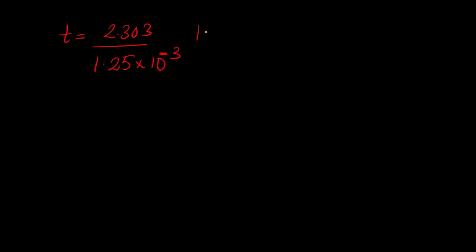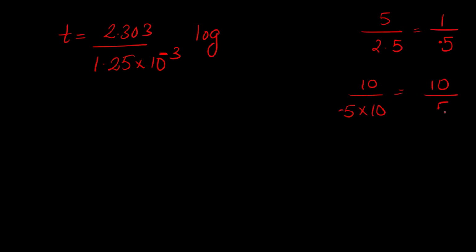Then what you have to do? T is equal to, substitute all values. 2.303 by K, which is given in the question as 1.25 times 10 to the power minus 3. And what is the log value? Log 5 by 2.5, right? What is that value? It's equal to 1 by 0.5, right? How will you make it? You have to multiply with 10, and 0.5 times 10, you will be getting 10 by 5, that is equal to 2. So the log value will be 2. Okay, log 2 value is given in the question, right?